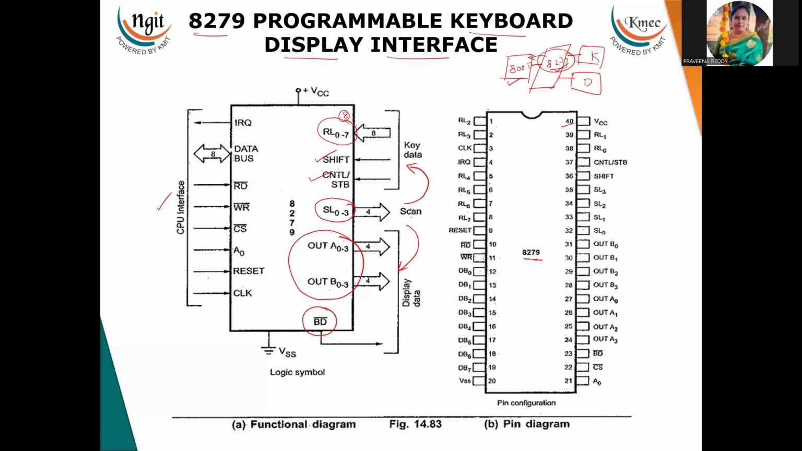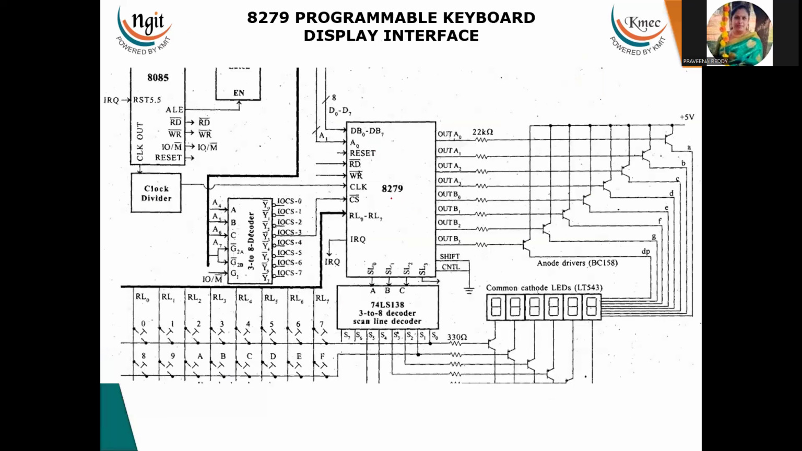Now I will show how the circuit connections are. This is the 8279 and this is the 8085. From the 8085 the data lines are coming, and read and write are connected to the read and write of the 8279. We have just seen that the return lines are there. This is the programmable interface IC which is connecting the keyboard and display. Here you can see this is the 7-segment display, and these displays are connected to it.